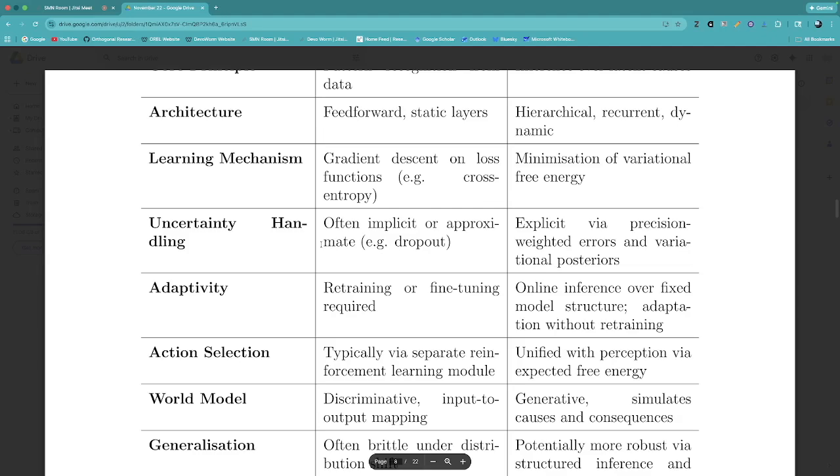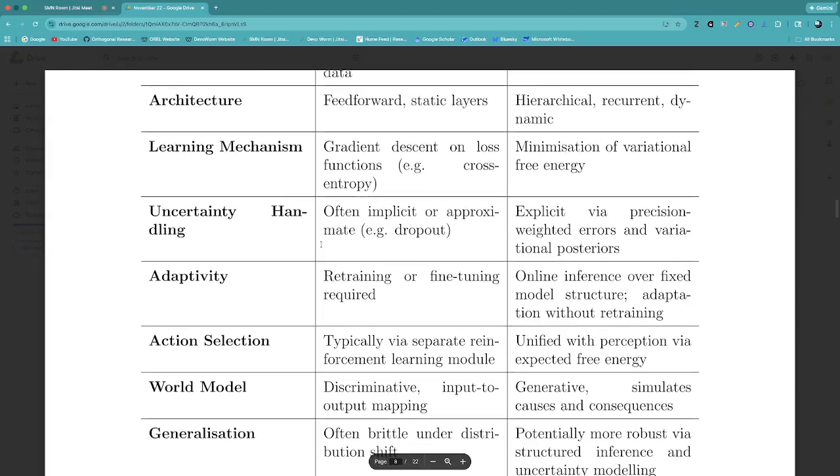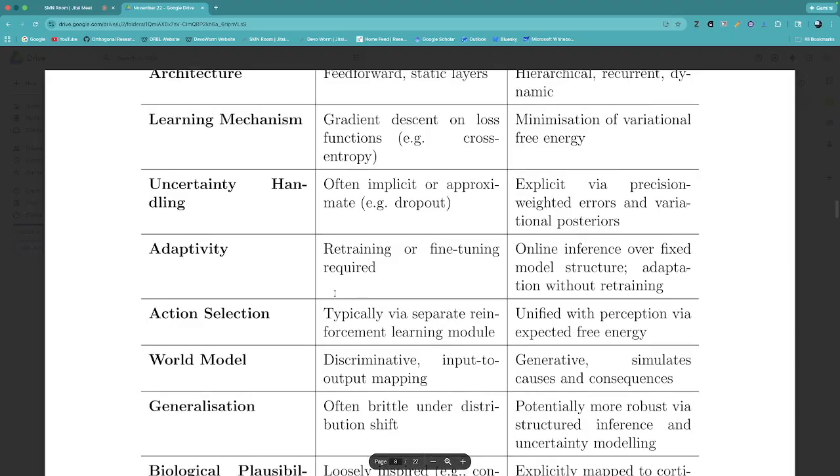Adaptivity: in the case of deep learning, retraining or fine-tuning is required. In active inference, we have online inference over a fixed model structure, adaptation without retraining. Action selection in deep learning models is typically via separate reinforcement learning modules, so another model has to deal with that. And then action selection is often done through reinforcement learning. In active inference, action selection is usually unified with perception via expected free energy. So the expected free energy term is the thing that does action selection.